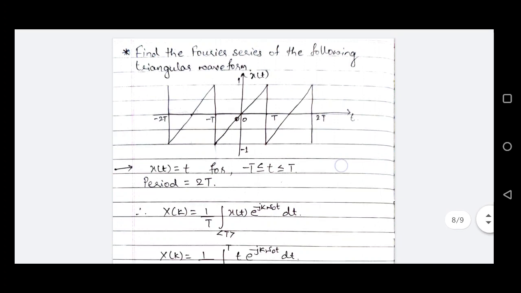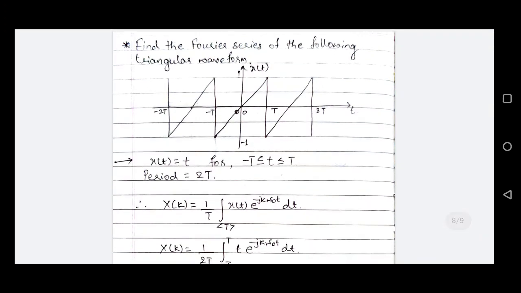And the last problem we'll be considering is a triangular waveform shown in the figure, and mathematically it is defined as x of t equals t for small t between minus capital T and plus capital T. So the total period or fundamental period of this triangular waveform is 2T, and we need to find the Fourier series coefficients for this triangular waveform, which is periodic with respect to 2T.